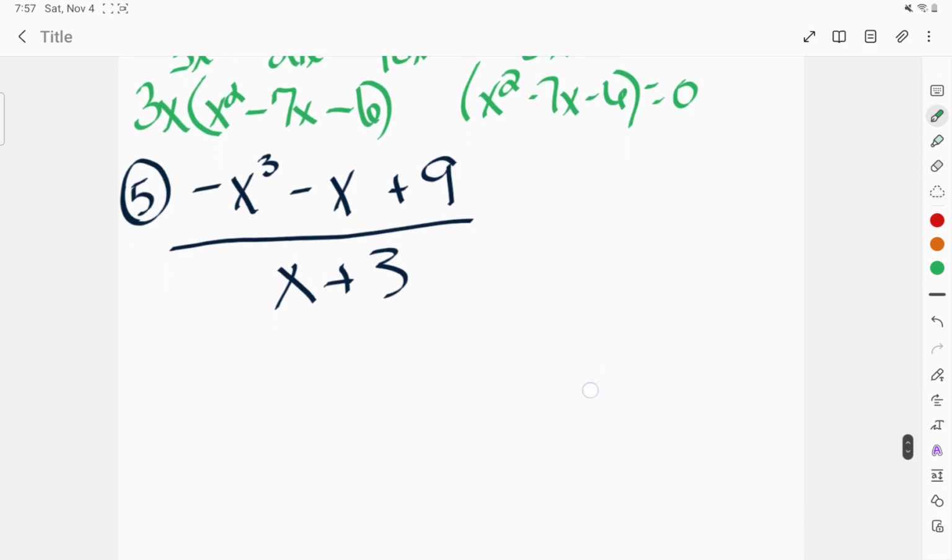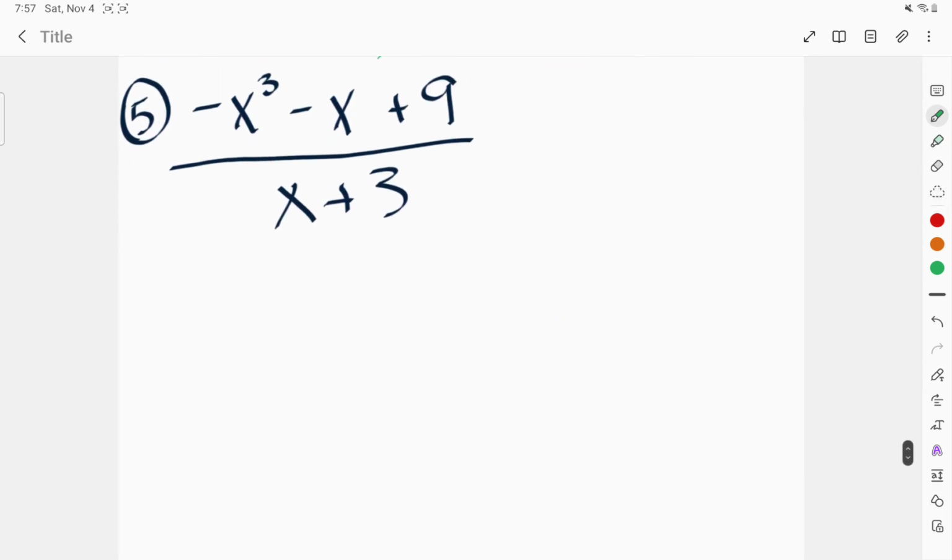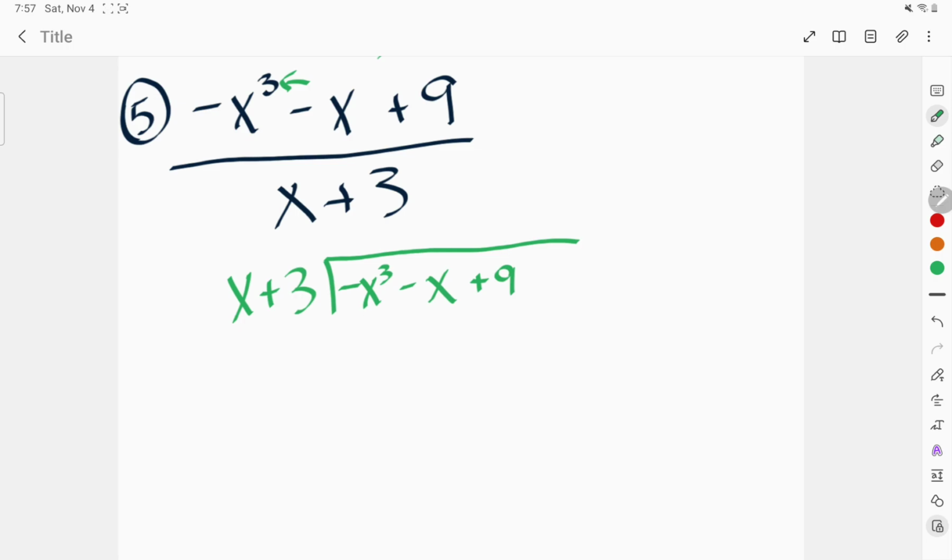All right, so when I'm dividing these, in this one right here, I can't factor out that numerator like I did in the last checkup where I factored the numerator and I was able to cancel because of that x to the third. So what I'm going to have to do is reset this problem. And I'm going to get x plus 3 divided by negative x to the third minus x plus 9.